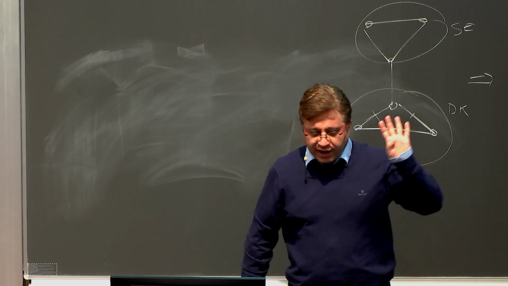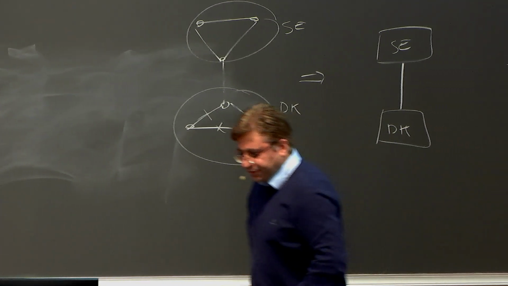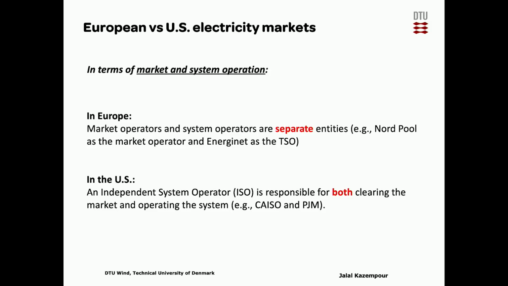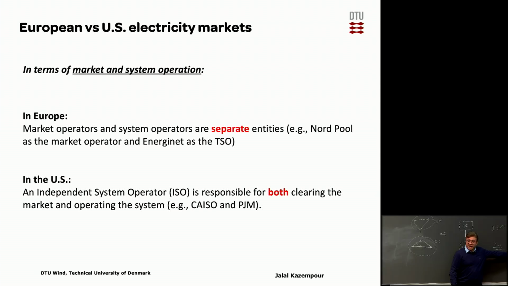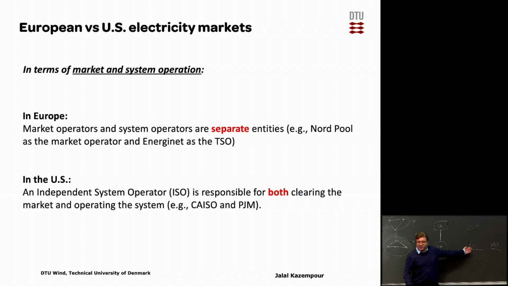So, I'd like to mention four differences. This is difference 1 in terms of market and system operation. In Europe, TSO and market operator are different entities. You saw it in the previous slide. Nord Pool clears day-ahead and intraday markets, TSOs like Energinet clear reserve markets and balancing markets. Two different entities. While in US, ISO takes care of everything. It's a single entity, from market to operation. Clear?